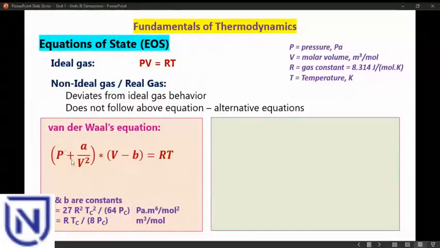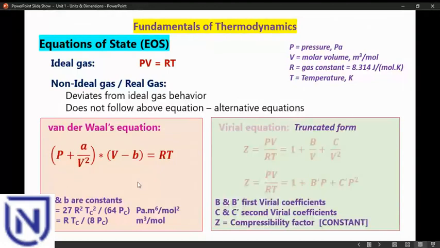Now the same rule is applicable here. P and A by V square: A by V square should have a unit of Pascal. V is meter cube per mole, and that squared means meter power 6 per mole square, right? So A has a unit of Pascal meter power 6 per mole square. When you divide it by V square, that unit gets cancelled. So this entire term will have a unit of Pascal, which is the same as this, right? So you need to be careful with this concept.